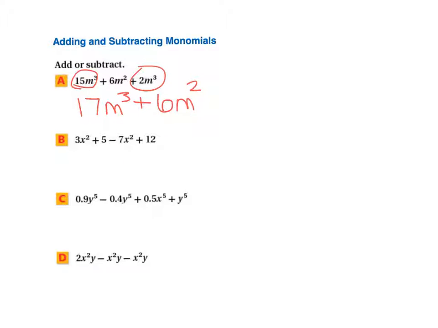So in example B, we combine like terms. 3x squared and negative 7x squared is negative 4x squared, and 5 and 12 gets us positive 17. So pause the video, try C and D, and then we'll put the answers here for you.